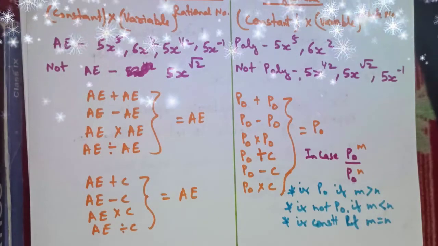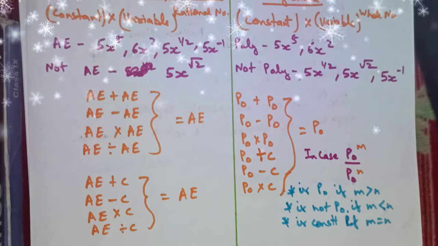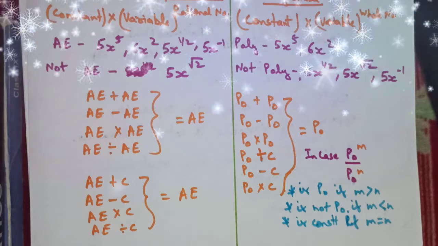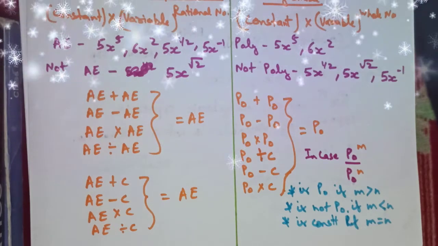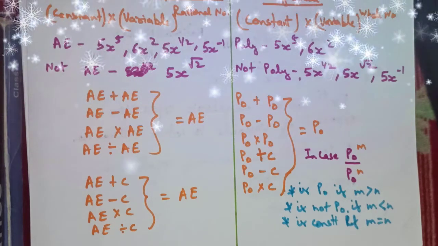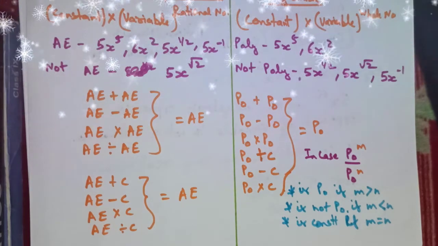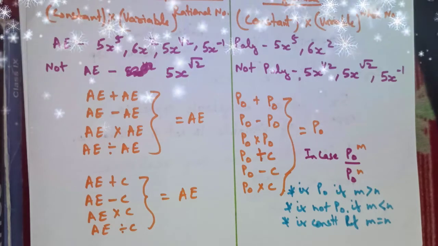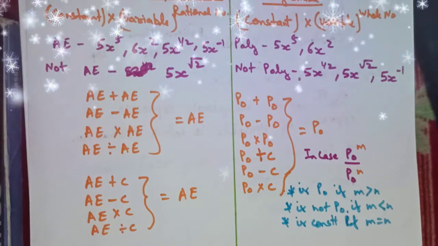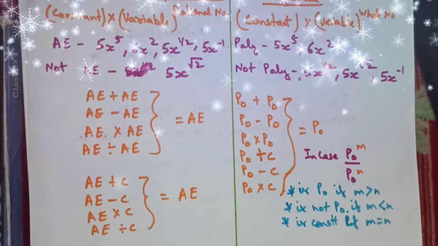Just quickly look at the properties. Properties we have already studied in number system. Similar properties apply here, just like we studied the properties of rational and irrational numbers. Similarly here, the sum, difference, product, or quotient of two algebraic expressions is always an algebraic expression. The sum of an algebraic expression with a constant, the difference, the product with a constant, or division by a constant will always be an algebraic expression.